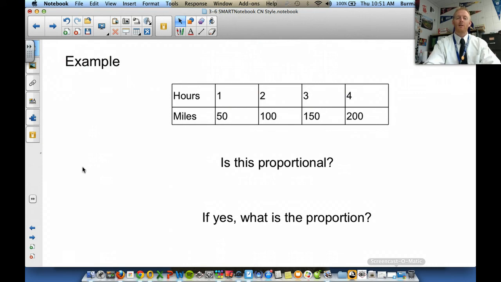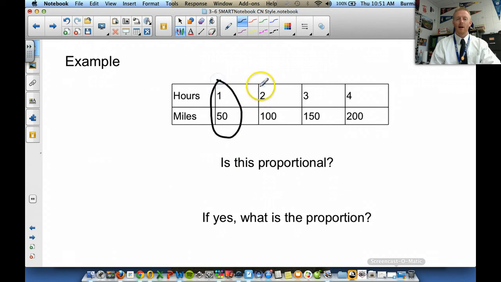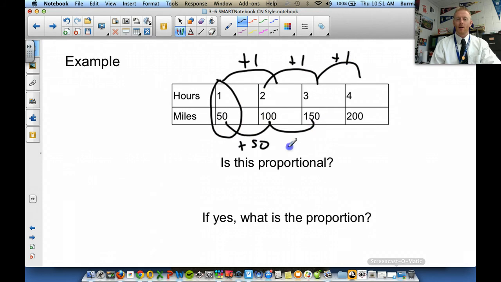So how do we know if something is proportional? In order for it to make a straight line and to go through (0, 0), my numbers have to be the same from top to bottom. Notice that this is going up by 1, up by 1, up by 1. These are going up by 50, up by 50, up by 50. And what I mean by same from top to bottom: my miles per hour, if I travel for 1 hour, I've traveled 50 miles. That's 50 miles per hour.